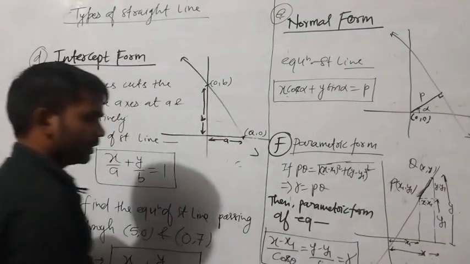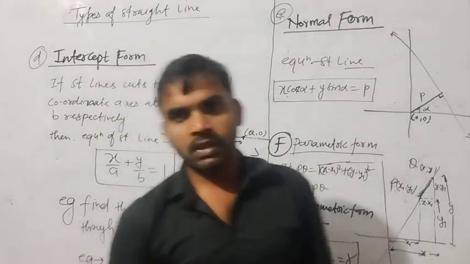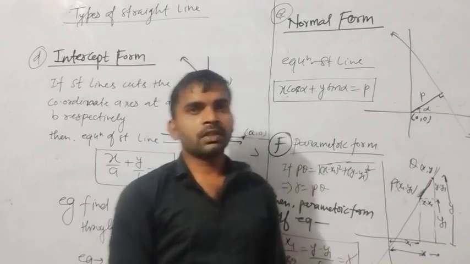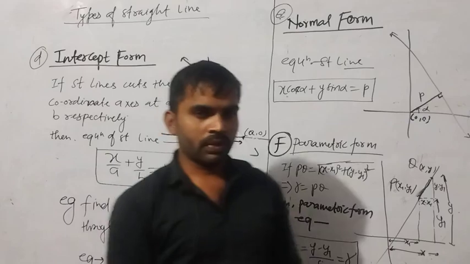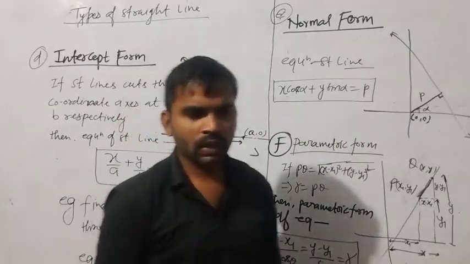Okay. So these are about the straight line. What is the straight line? What is the slope of a straight line? And how many types of straight line are there in coordinate geometry? So these are about the theory of straight line.